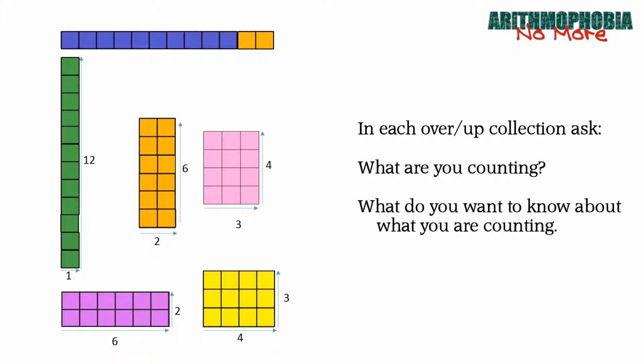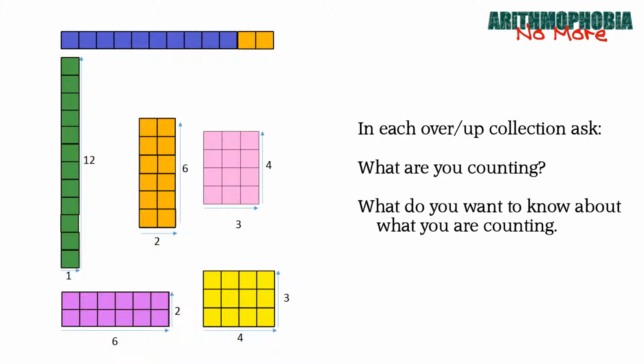So in this first one with the greens, we have 1 over and 12 up. We're counting ones. That's what we're counting. And what we want to know about what we're counting is what times 1 actually makes the number 12. So if we count up, 1 times 12 makes the number 12. If we go to the 2s, we can see that 2 times 6, we go over 2 and up 6, makes the number 12. And for the pink ones, we're going over 3 and up 4. That makes the number 12. So we have 1, 2, 3, 4, and 6.